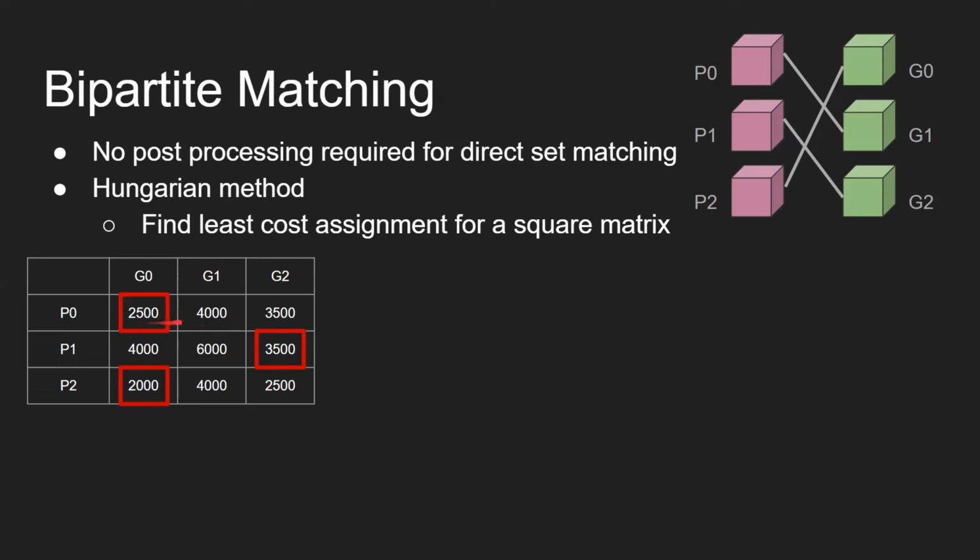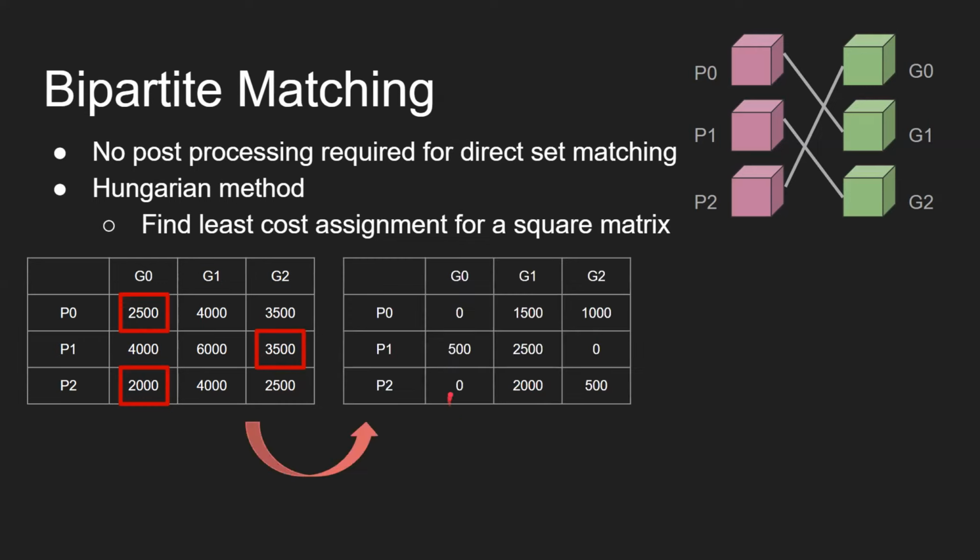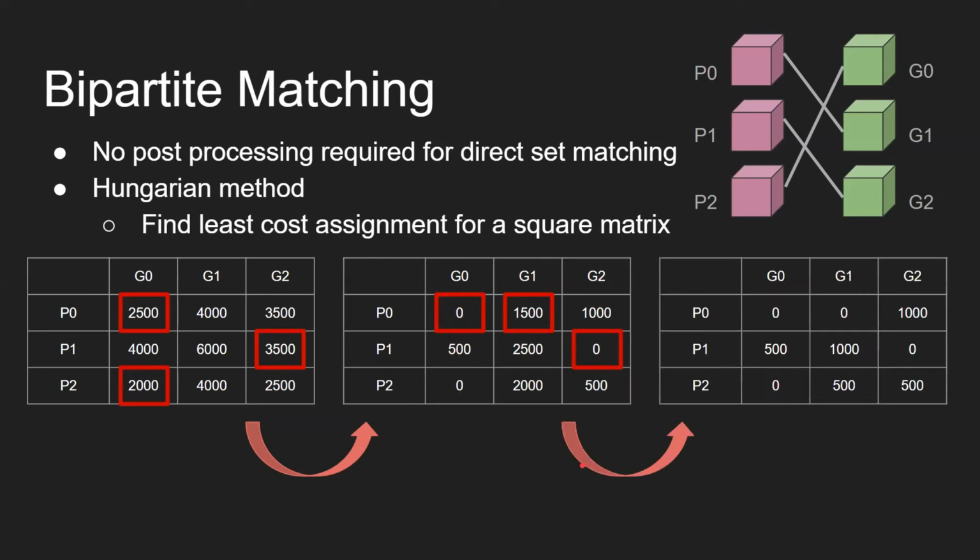So I'll take this 2,500, subtract it from 4,000 and 3,500, and I'll do the same with this guy and this guy. And then our matrix will look something like this. And then we'll do the same thing column-wise. So we're going to take this 0, subtract it from these guys, this 1,500 from these guys, and this 0 from these guys. And you'll see this is what our resulting matrix looks like.